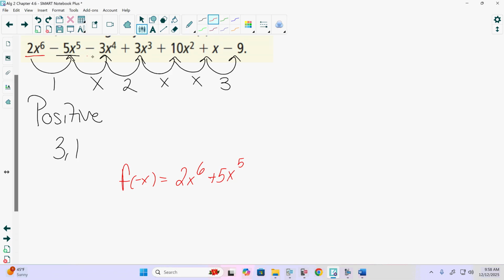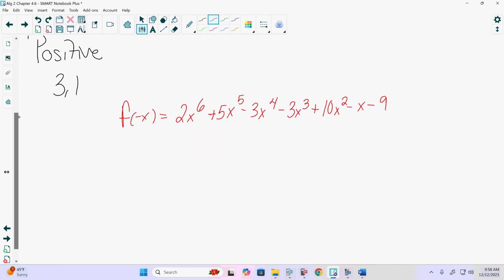Our next one is negative 3x to the 4th, because the exponent's even, the sign stays the same. Our next one, the exponent is odd, so the sign is going to have to change from positive to negative. 10x squared, because the exponent is even, the 10 is going to stay positive. Plus x, exponent's odd, so it's going to change, and our 9 doesn't have a variable, so it's just going to be minus 9. So if the exponent's even, the sign stays the same. If the exponent's odd, flip the sign.